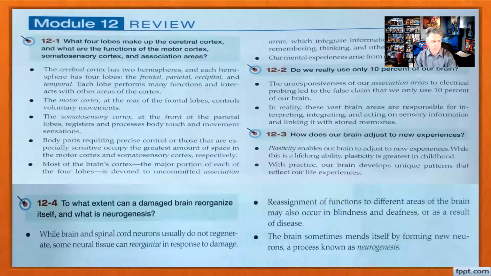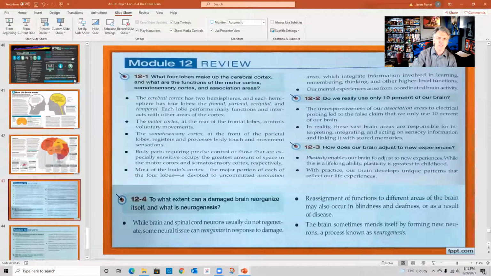That's it. That takes us through all of that. Next thing we're going to talk about is the endocrine system, and we'll talk about hormones, and we'll also talk about ways that we study the brain.